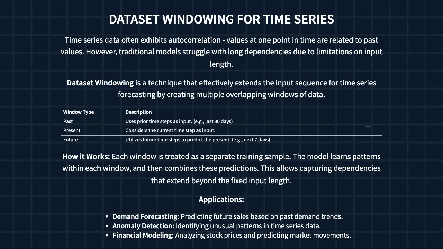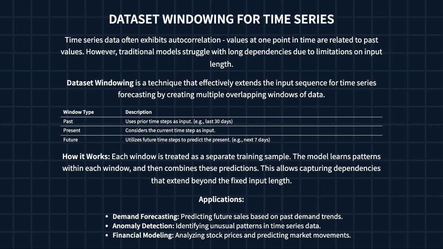Okay, let's talk about how we can help models understand longer relationships within time series data. A big challenge is that many traditional models can only see a limited amount of past information. They have a fixed input length. Dataset windowing solves this problem by essentially creating multiple overlapping snapshots of the data. Think of it like sliding a window across your time series, capturing different segments at once.